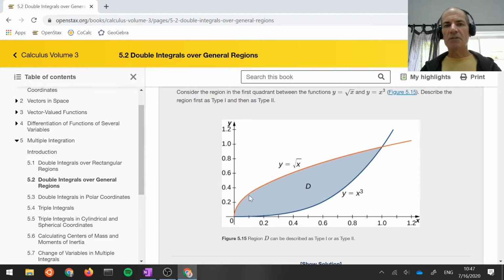A big task for you during this section is going to be to decide which way you want to go. So lots of times there are choices, regions that are both type 1 and type 2, and you have a choice. And honestly, sometimes treating it as a type 2 region where you're integrating horizontally first is easier than treating it as a type 1 region where you're integrating vertically first.